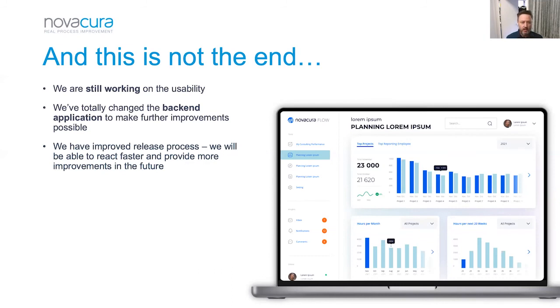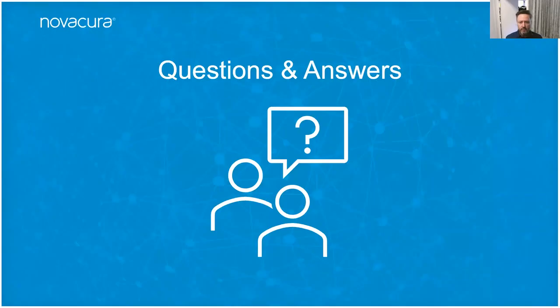So we are working on it right now, and we also improved our application release process, so we will be able to react faster on users' requirements and provide more improvements in the future. So this is our promise. I hope you believe us, because we also showed that we did a lot in terms of usability and user satisfaction. So this is all from us prepared for today.